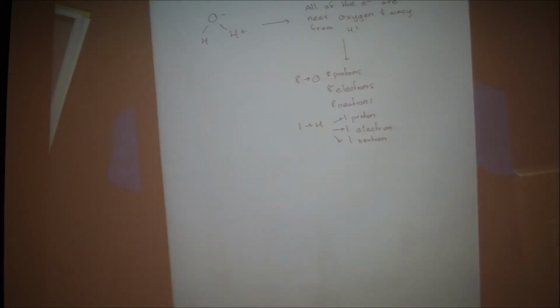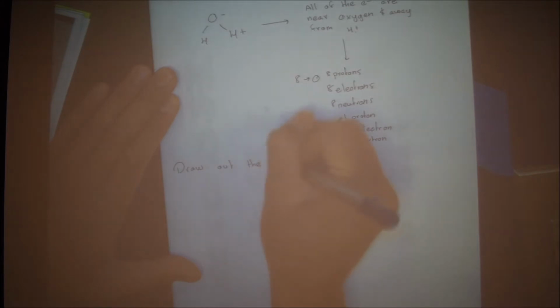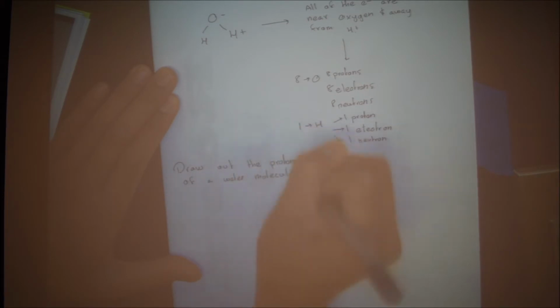Cool. So when you think about this water molecule right here, you need to draw out where all the protons are. So what we're going to do is draw out the protons. What you'll notice is that if you draw out where all the protons are, you're going to have all of the protons for oxygen up top. And down here for hydrogen, you're going to have 1 proton on each side respectively.